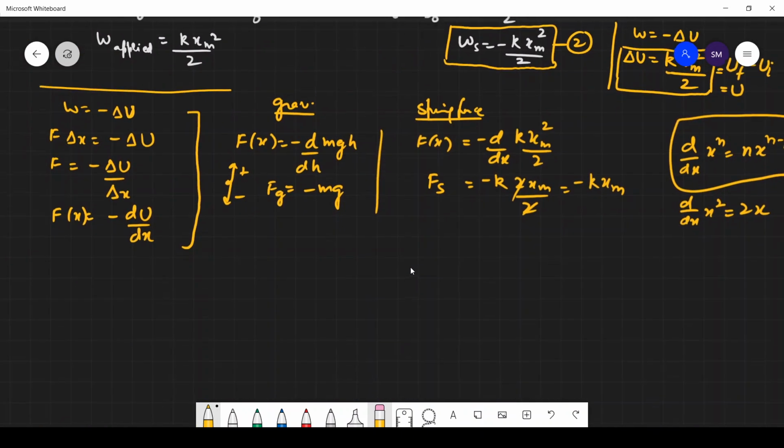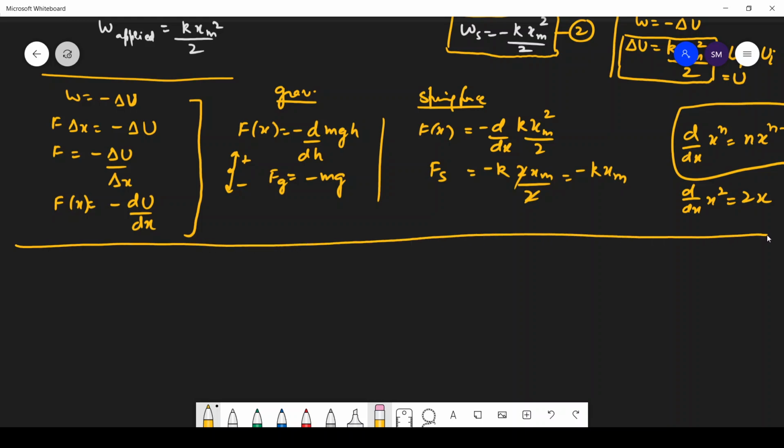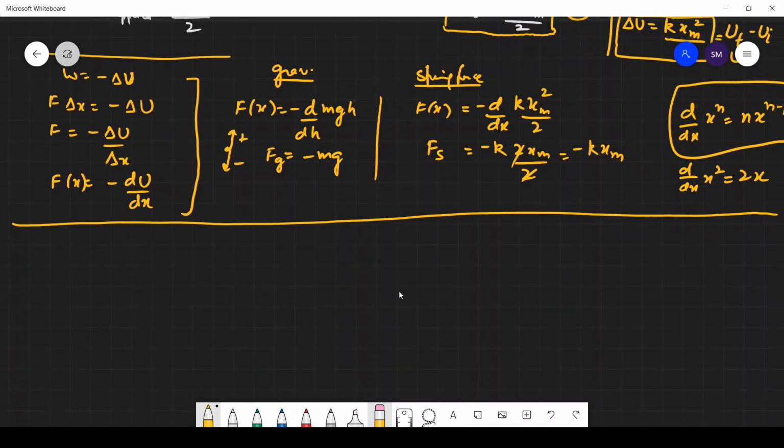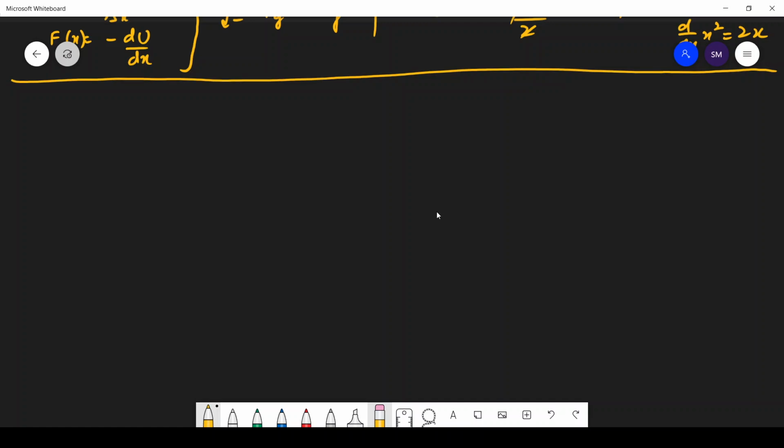So students, I have just shown this thing to you, and I told you this is the slope. Fx is the slope of the graph between potential energy and the position, okay? Now another important thing is, let's see how the energy transformation is taking place.